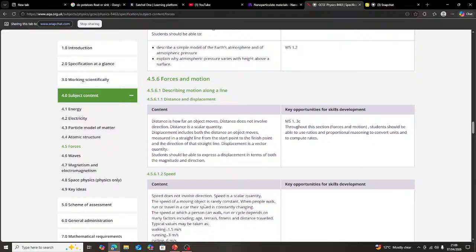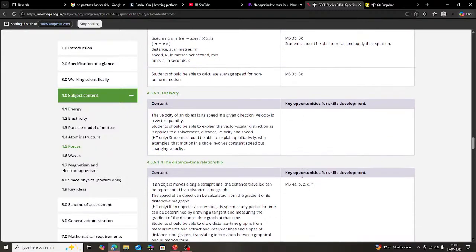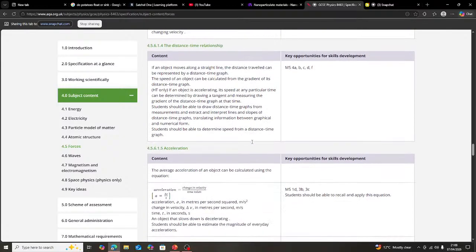Speed of sound. 330 meters per second. Yes. Velocity is just speed with direction.